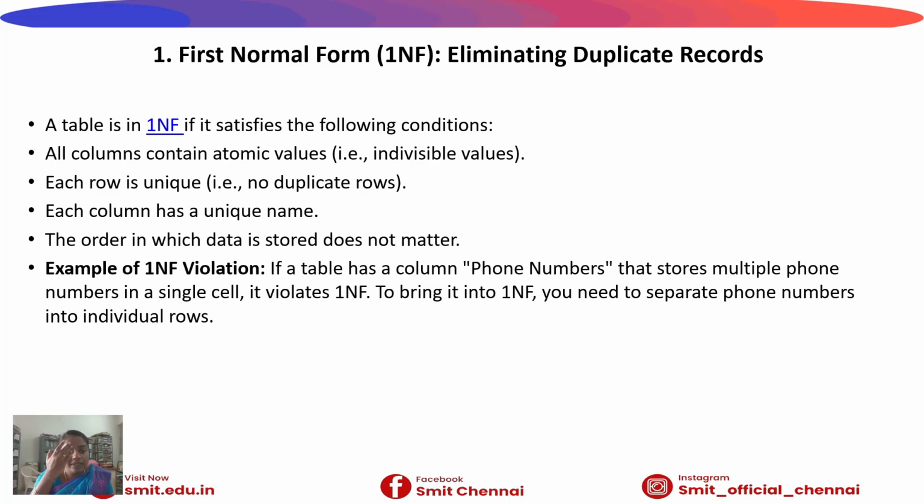First normal form: a table is in first normal form if it satisfies the following conditions. Each column should contain atomic values, like indivisible values. Each row should be unique, so no duplicate rows are allowed. Each column has a unique name. Okay. The order in which data is stored does not matter for first normal form. For example, if a table has a column phone numbers that stores multiple phone numbers in a single cell, it violates first normal form. To bring it into first normal form, you need to separate the phone numbers into individual rows. Then it will shift into first normal form.